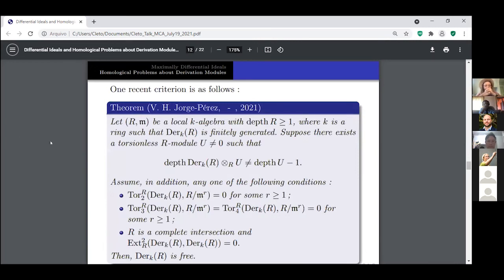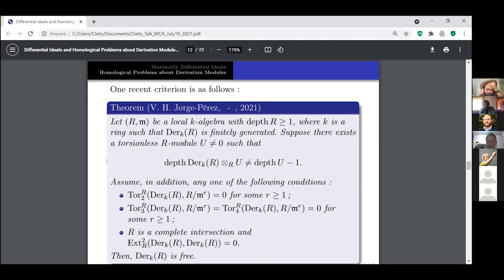Let me speak a bit about one recent criterion that we have obtained jointly with Jorge Perez this year. Remember, we are looking for conditions under which the module of derivations is free, and consider this quite general context where R is a local k-algebra, k is not assumed to be a field necessarily, and has positive depth, and finitely generated, and so on. Now, suppose the standing hypothesis is this one.